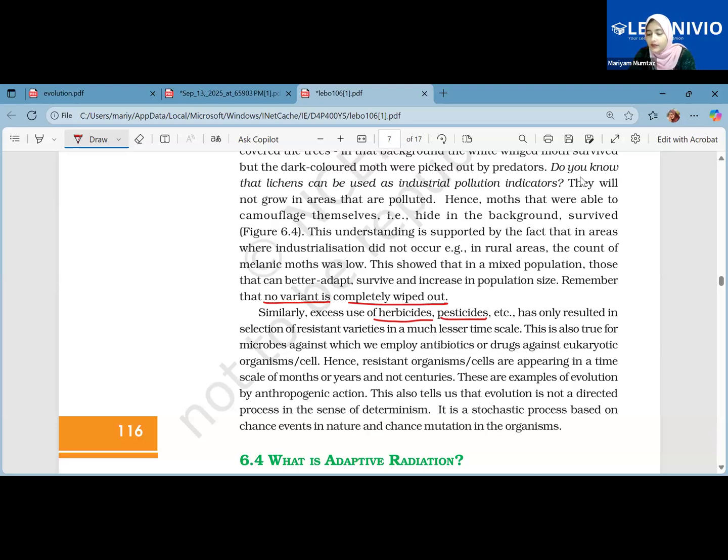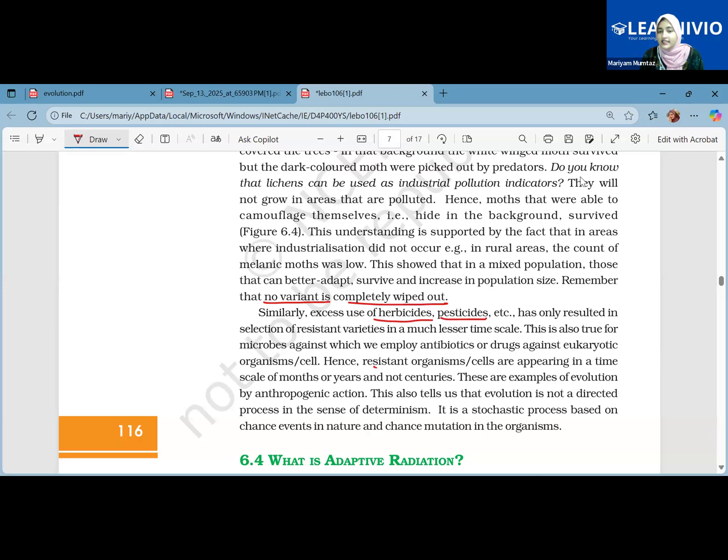Okay. So basically, in this case, what happens is that they have become resistant, and since they are resistant, these things will not work on them anymore and they'll survive. So again, they are getting selected naturally. So that is it. Understood?